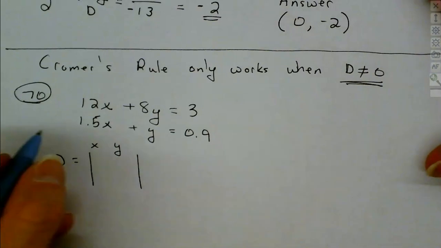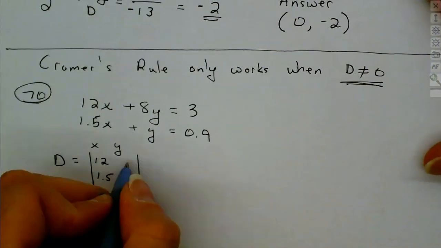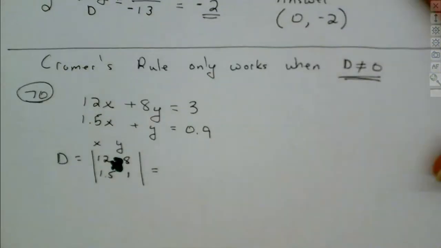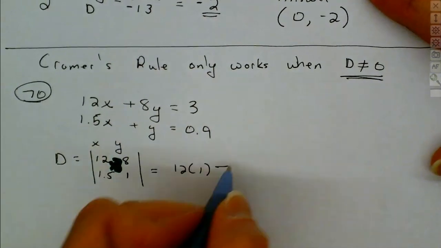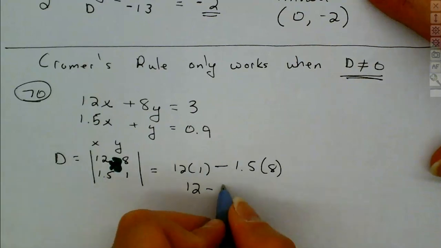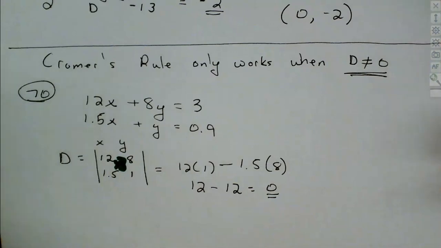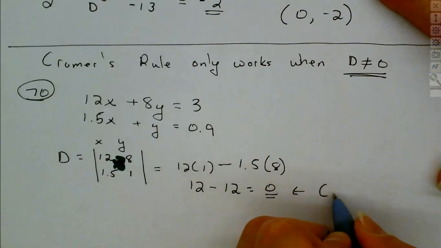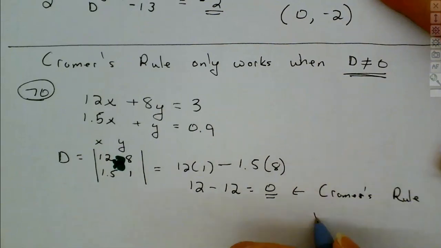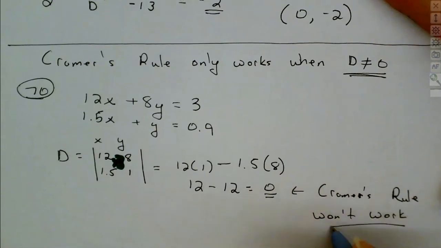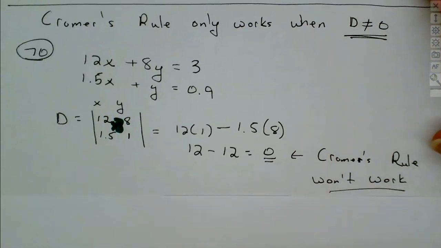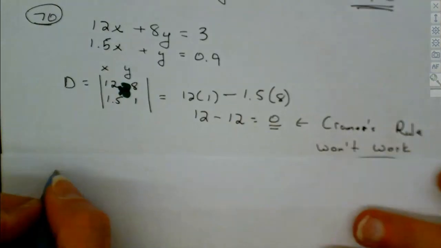So let's plug in our values and see what we've got. We've got 12, 1.5, we've got 8, and we've got 1. So when I cross multiply, that's 12 times 1 minus 1.5 times 8. Well, 12 times 1 is 12. 1.5 times 8, that's also 12. And when I put those together, what do I get? 0. So when it's 0, that tells you that Cramer's rule won't work. And that tells you also it's either going to have an infinite number of solutions or it's going to have no solution. So let's now solve this and see what happens. We have to solve it by a different method. So Cramer's rule won't work, so solve it with elimination.